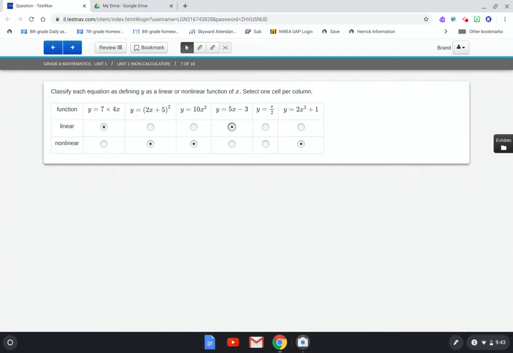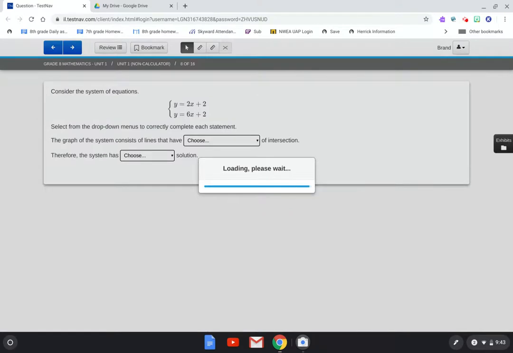This one is slope-intercept form. And then this one is also slope-intercept form. It's y equals 1/2 x. You don't have a y-intercept. All right, so moving on.